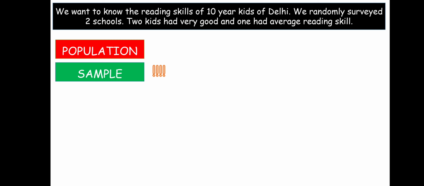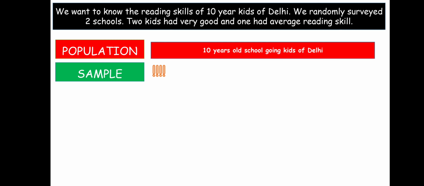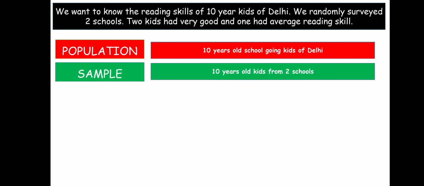Or else it is better to change the population itself. Why don't we give the population as 10-year-old school going kids of Delhi? Then our sample will be, correct, 10-year-old kids from two schools. This will be more relevant, isn't it? See, the sample should be relevant to the population, and this is very important in biostatistics, because if our population is all the 10-year-old kids, it means we need to select the sample both school going as well as non school going, isn't it? Next, everything will be simple.